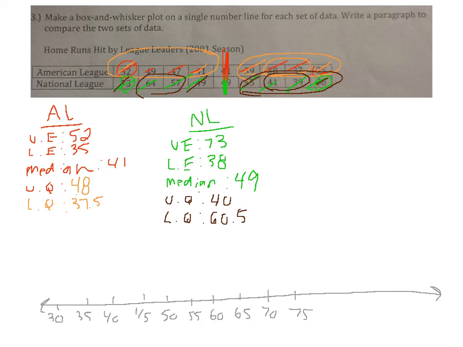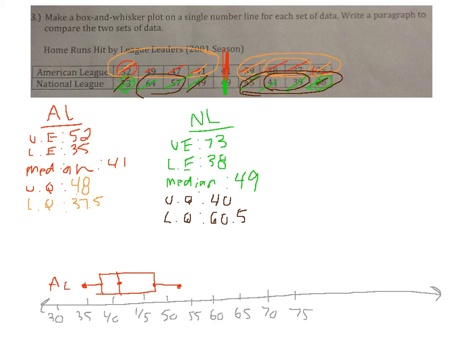We've got the upper quartile is 52, so that's about right here. Lower quartile is 35. The median is around 41. The upper quartile is at 48. And the lower quartile is 37 and a half approximately. So we'll box around the three numbers in the middle. There's the median going through the middle, and then put the whiskers on.